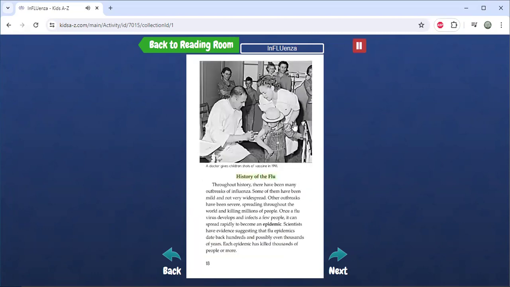History of the flu. Throughout history, there have been many outbreaks of influenza. Some of them have been mild and not very widespread. Other outbreaks have been severe, spreading throughout the world and killing millions of people. Once a flu virus develops and infects a few people, it can spread rapidly to become an epidemic. Scientists have evidence suggesting that flu epidemics date back hundreds and possibly even thousands of years. Each epidemic has killed thousands of people or more.